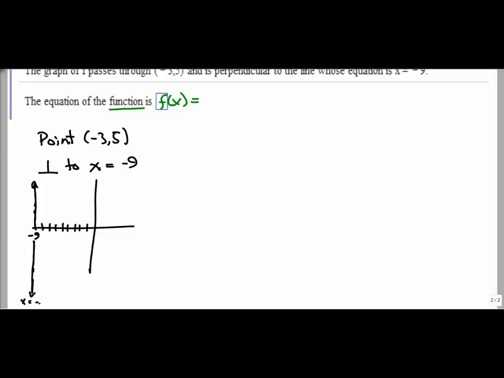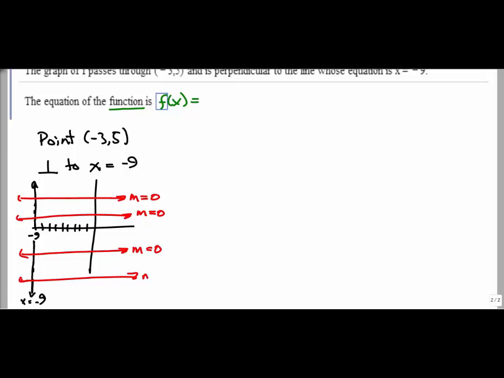So this is x equal negative 9. Now, if I wanted a line perpendicular to that, there are a lot of lines perpendicular to this. There's this one. There's this one. There's an infinite number of these. But what's true about all of these is their slope is equal to 0.